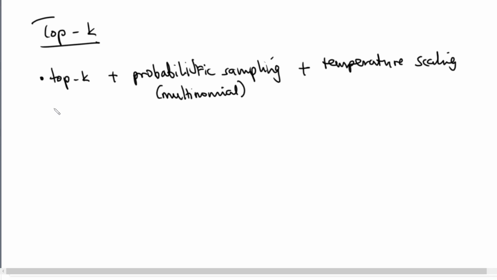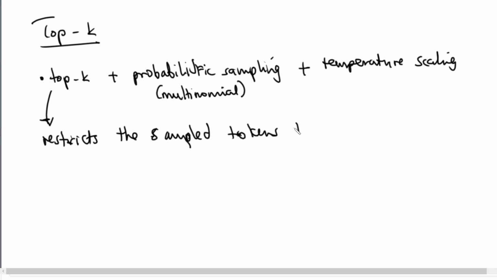So this top K restricts the sample tokens to the top, as the name says, top K most likely, and excludes all other tokens from the selection process by masking their probability. So let's see how it does the masking.